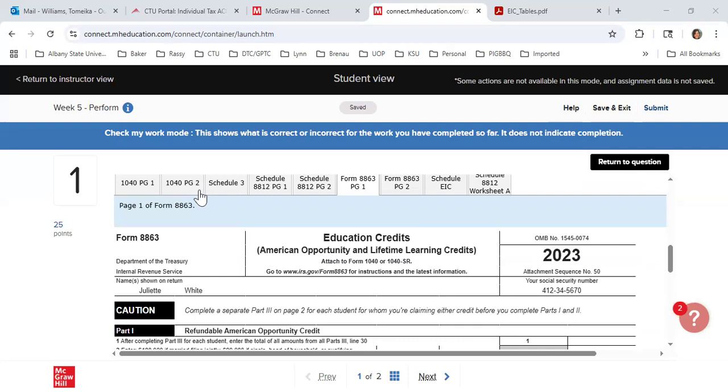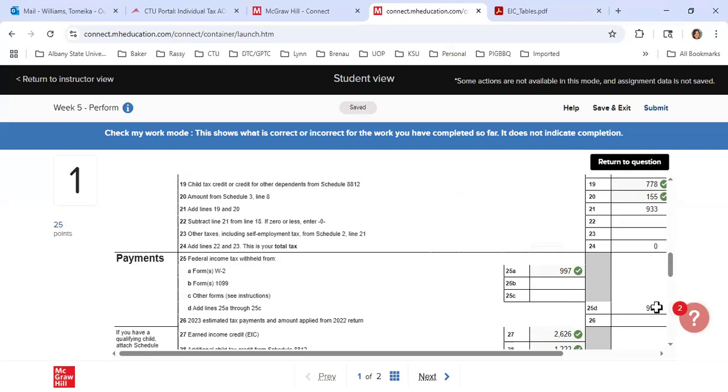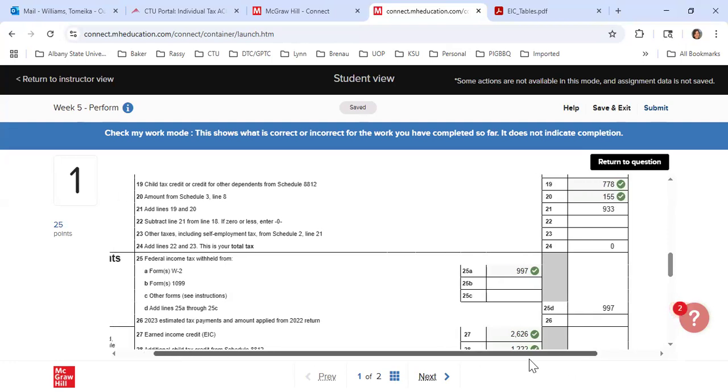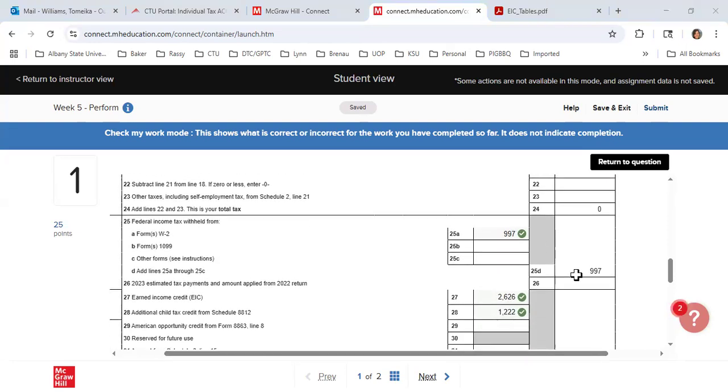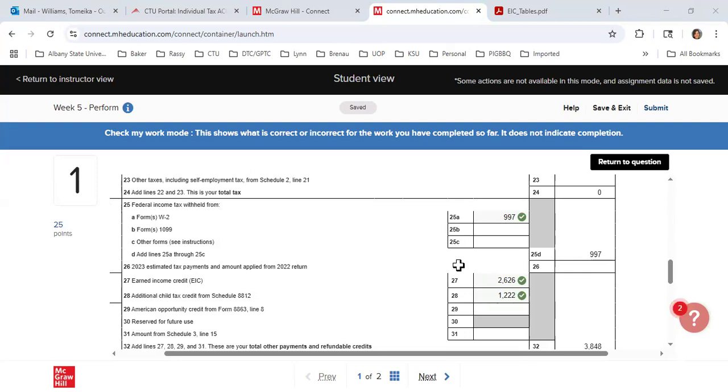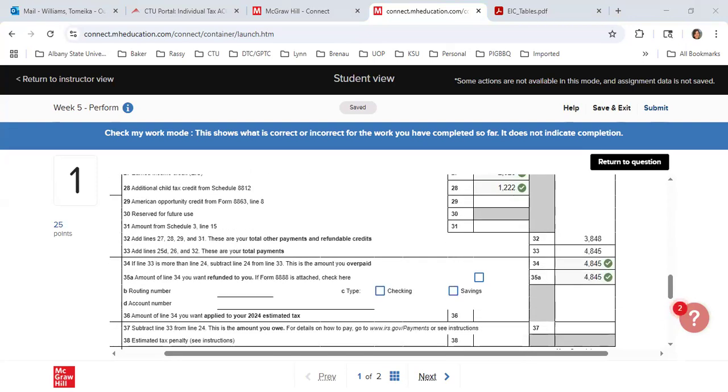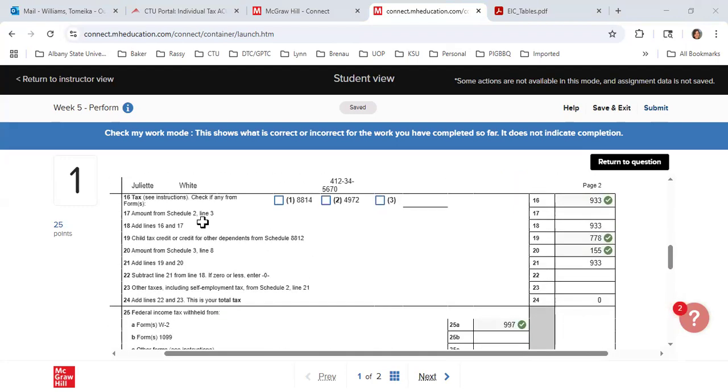1040, lines 22, 23. Let's see. No, there's nothing on 22 or 23. It's supposed to be blank. They don't apply to this taxpayer. 845.